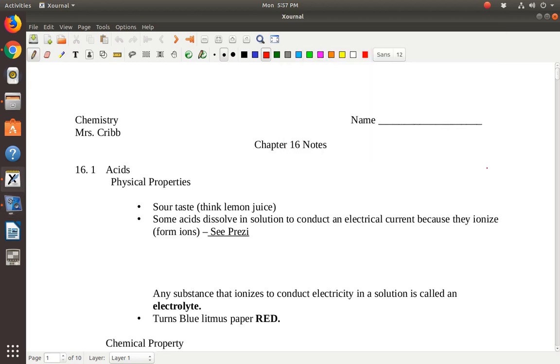Hey guys, this is Chap, and we are about to cover the last chapter for general chemistry for the year, chapter 16 on acids and bases.